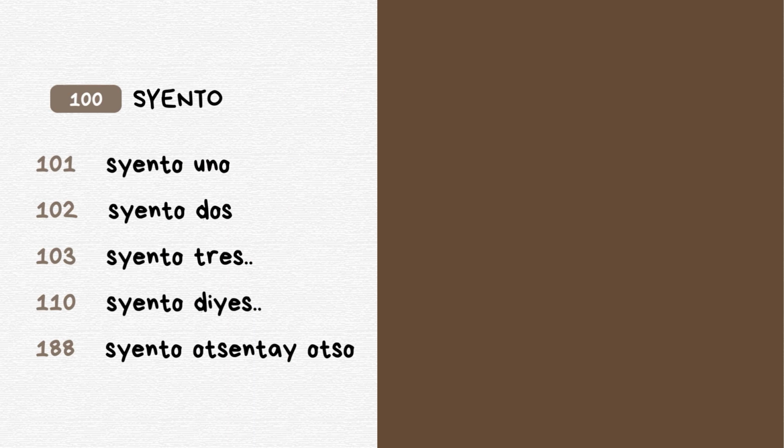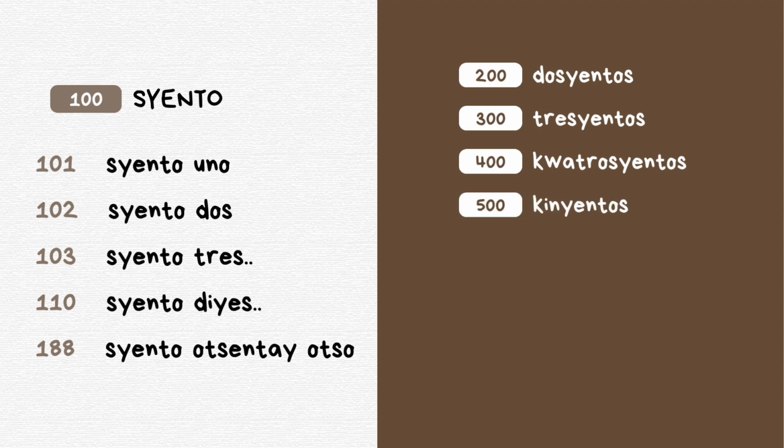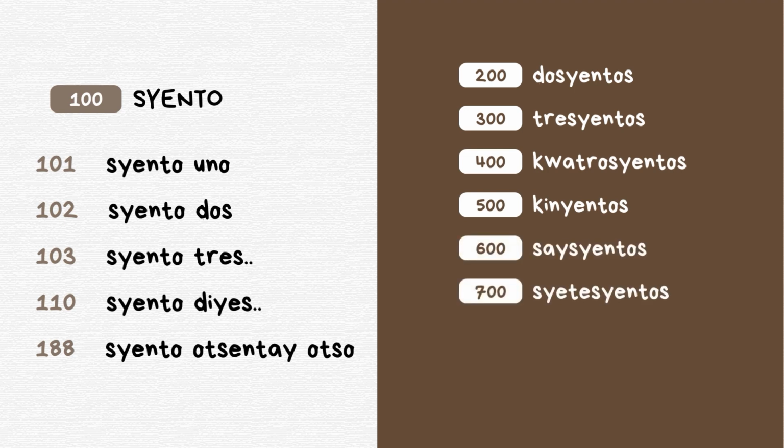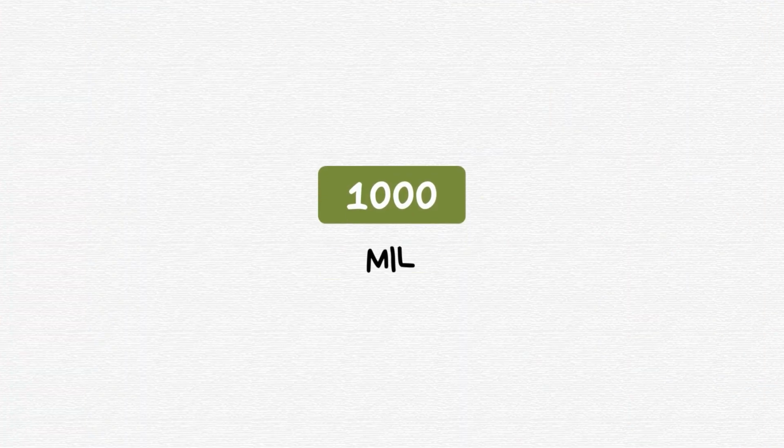For 200, dos for 2, then cientos with S at the end. So it's doscientos, 200. 300, 3 is tres, so that would be 300. 400. For 500, this one would be an exception as it's 500. 600, 700, 800, 900. And 1000 is mil.